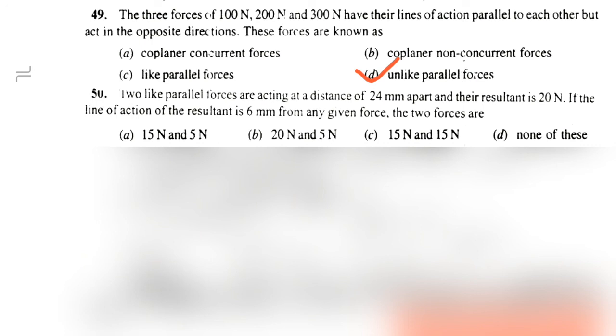Now friends next is, two like parallel forces are acting at a distance of 24 mm apart and their resultant is 20 Newton. If the line of action of resultant is 6 mm from any given force, the two forces are, here friends these are the options, and here option A, that is 15 Newton and 5 Newton, are the correct answer for this question.